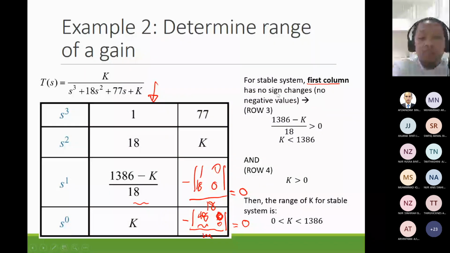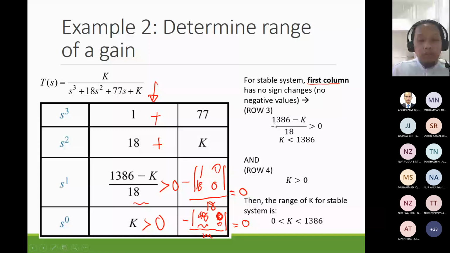Okay, so here row S3 is already positive, similar to row S2. And then on row S1, we have K here. So we don't know the value of K, and we want this to be positive, bigger than 0. And similarly for row S0, we want K to be positive as well. So from here, we can determine the range of K, or the suitable value of K, for this column to have all positive values.